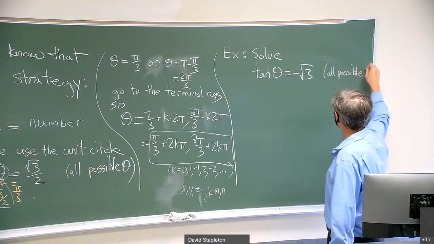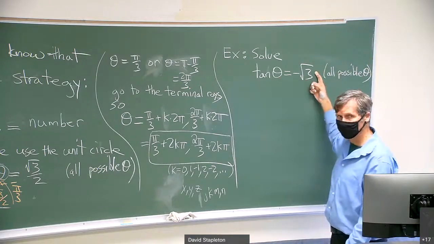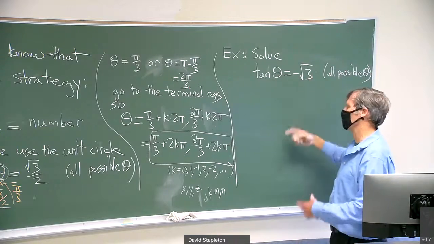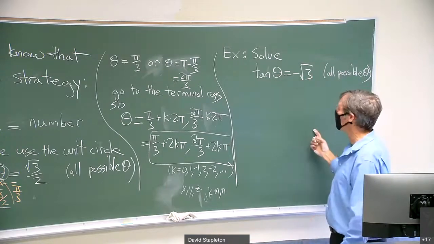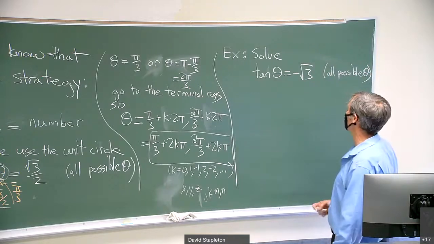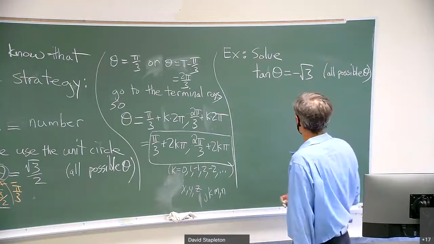Since it's not a right triangle, I can't just say that theta is the arctangent of minus square root of 3. That is one solution, right? When you have tangent equals a number, the arctangent is always one solution. But like in this case, there's going to be an infinite number of solutions. So let's see if we can find them now. There are 2 additional tricks when you're doing tangent or cotangent. Those are the hard cases.